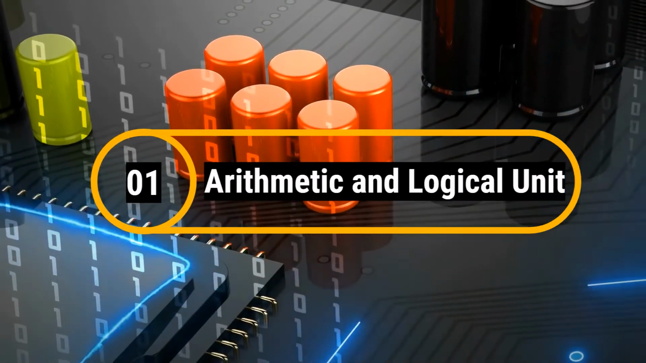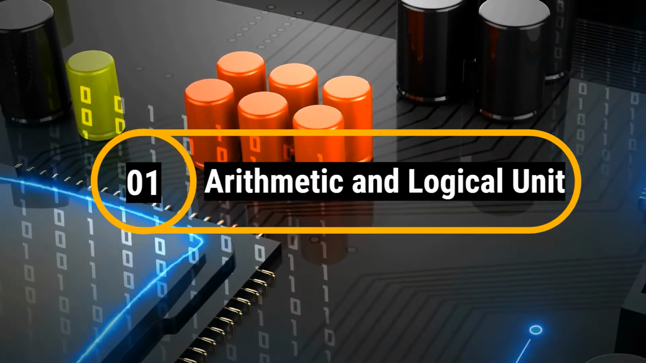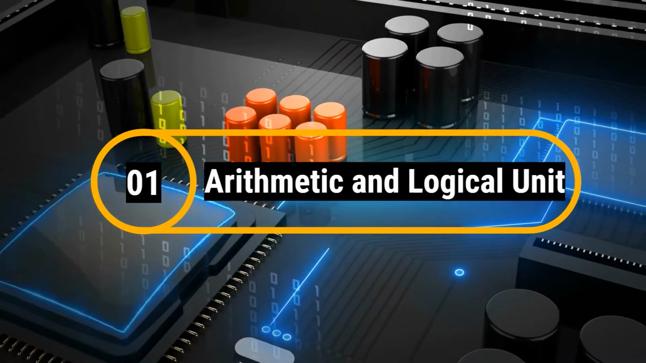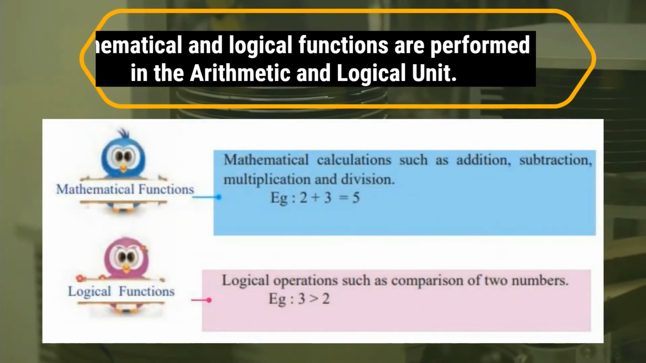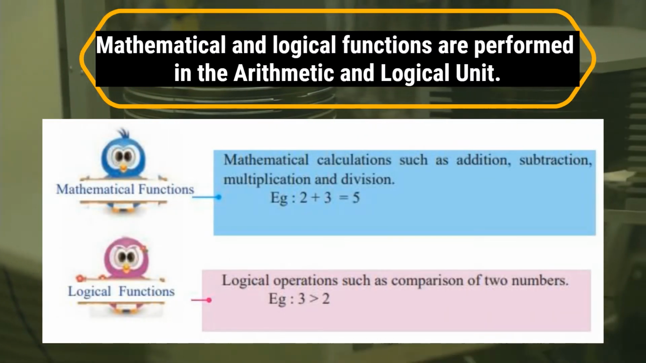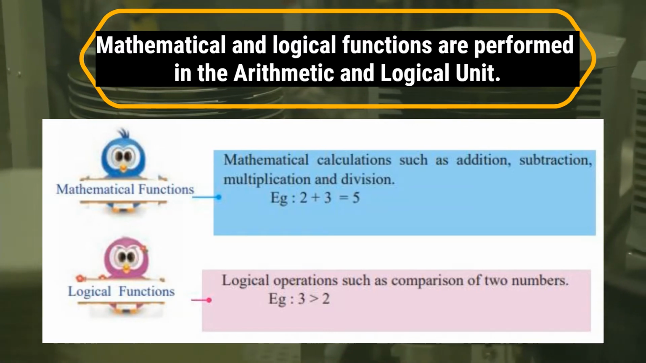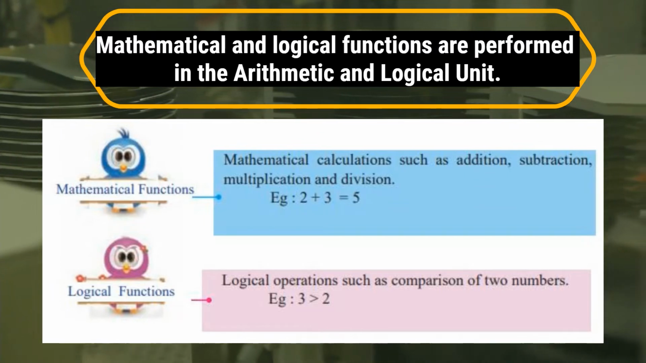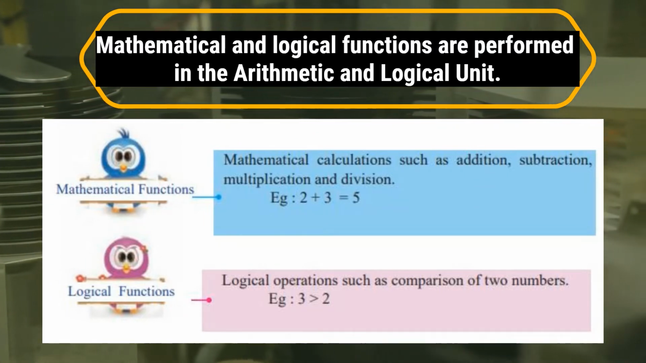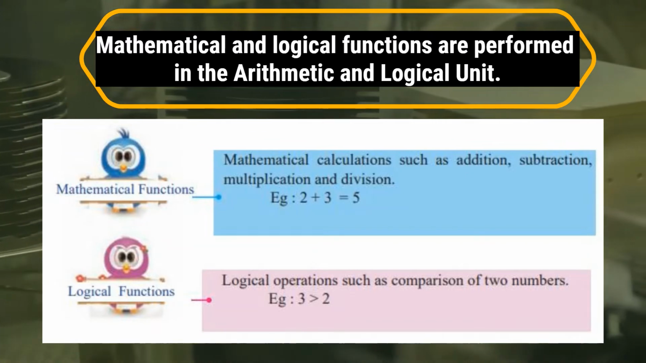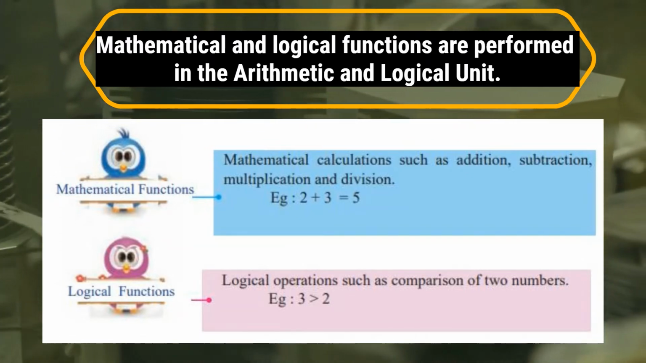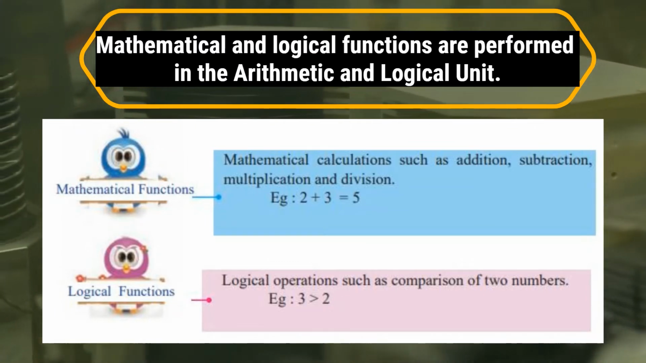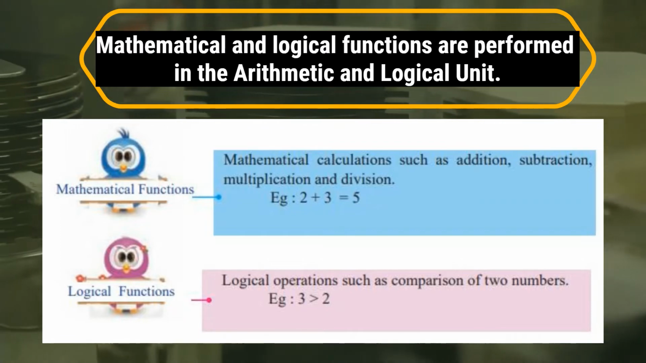Let's learn about the first component, that is arithmetic and logical unit. Mathematical and logical functions are performed in the arithmetic and logical unit. Mathematical functions include mathematical calculations such as addition, subtraction, multiplication, and division. Logical functions include logical operations such as comparison of two numbers.